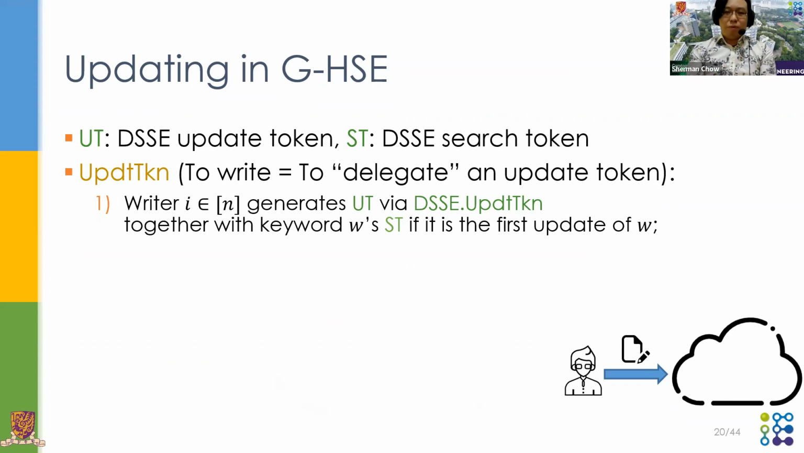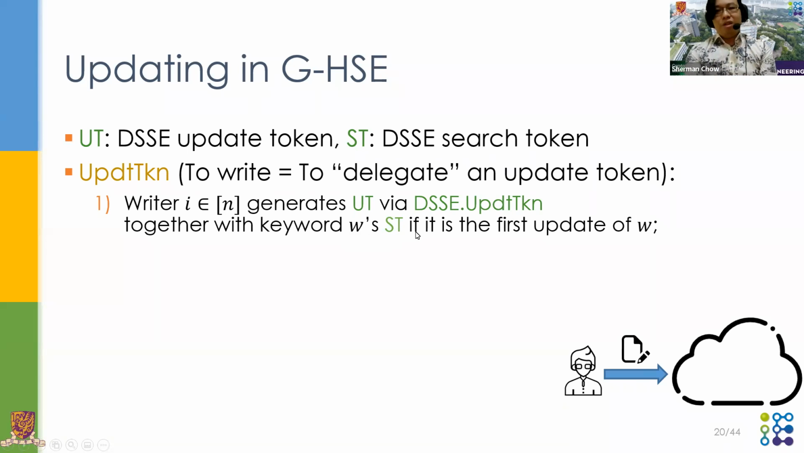Firstly, let me define the terminology. We call the DSSE update token UT, and the DSSE search token ST. You will see in a minute why ST is relevant in update. To prepare an update token, that means to try to write something, the following steps are taken. Let's say that is the ith writer among n writers. The first step is to generate the update token through the DSSE update token generation algorithm, together with the keyword S. That is obvious, since there is an update for a certain keyword.